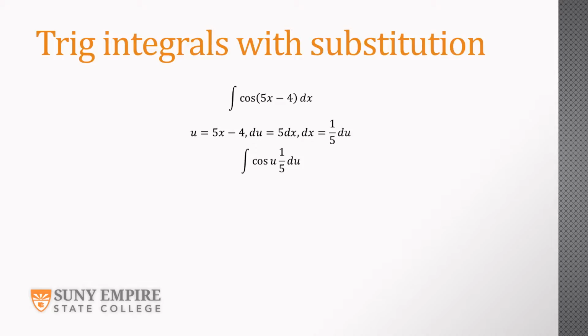Substituting into the integral, we have the integral of cosine of u multiplied by 1/5 the derivative of u. Factoring out the constant, we are left with 1/5 the integral with respect to u of cosine of u. Taking the integral, we have 1/5 multiplied by the sine of u plus c. Substituting the original expression back in for u, we have the integral equal to 1/5 of the sine of the quantity 5x minus 4 plus c.